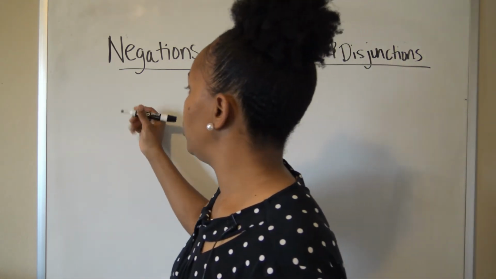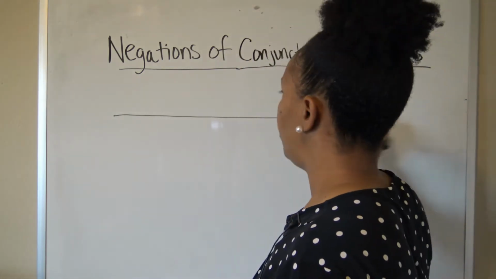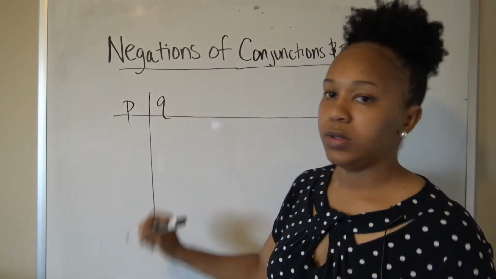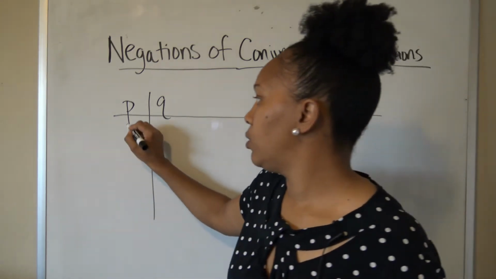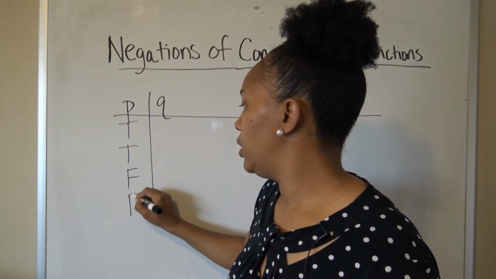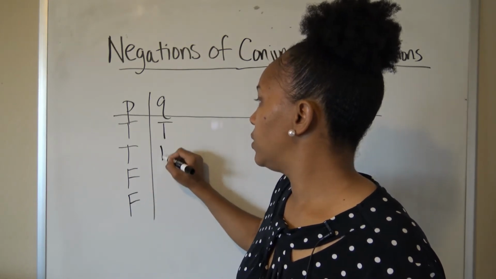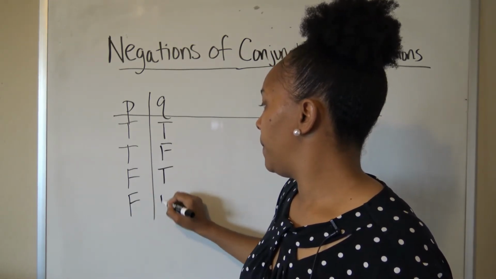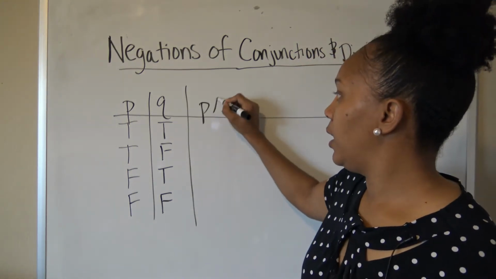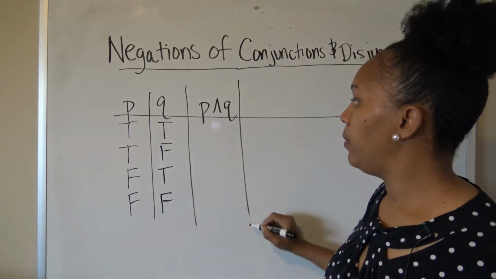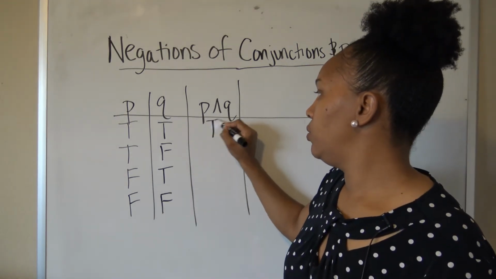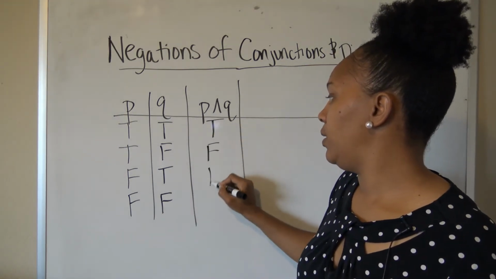So I'm going to start my truth table with P and Q, because it only involves two simple statements. So P and Q, and remember, you start off your truth table with true, true, false, false, and true, false, true, false. And now I want to look at P and Q. So remember, the conjunction is true when they are both true. So this would only be true here, and then all of the rest would be false.